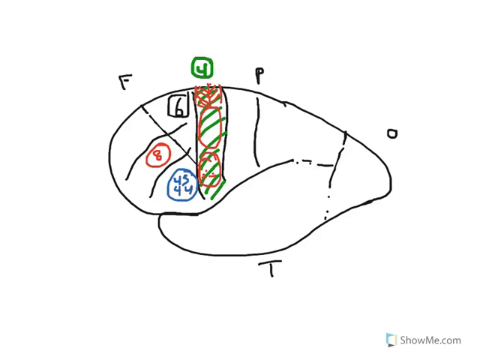Also, you should know that this area is connected to another area here in the posterior parietal lobe, which we will discuss in a few minutes, by a fasciculus called the arcuate fasciculus. This area here is area 39 and 40 and area 22. This area is called Wernicke's area, as we will discuss.